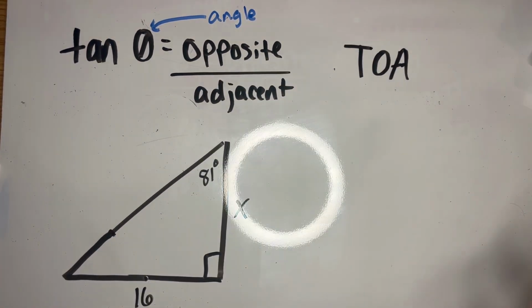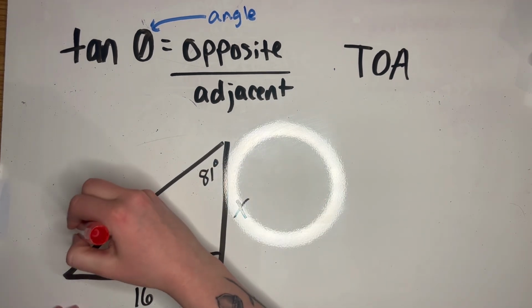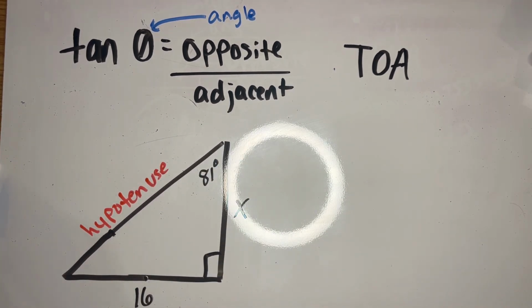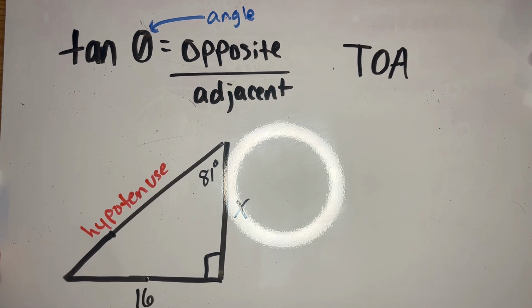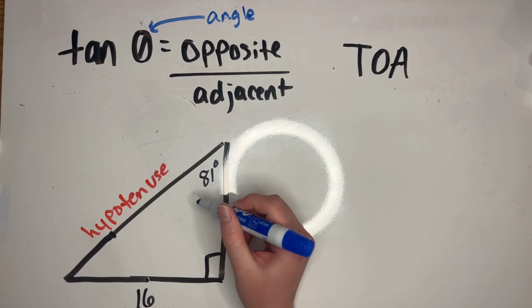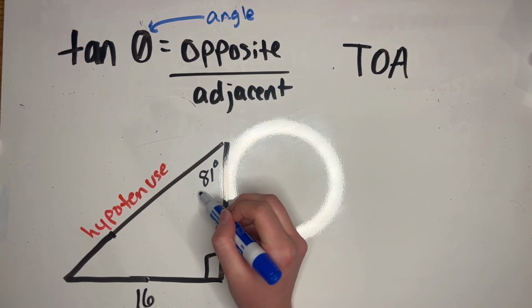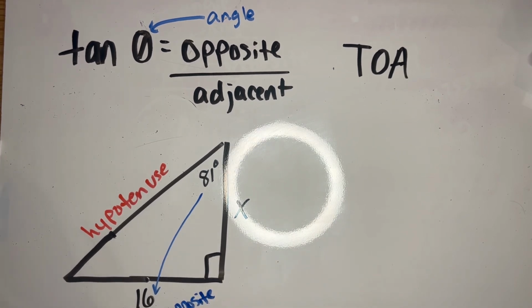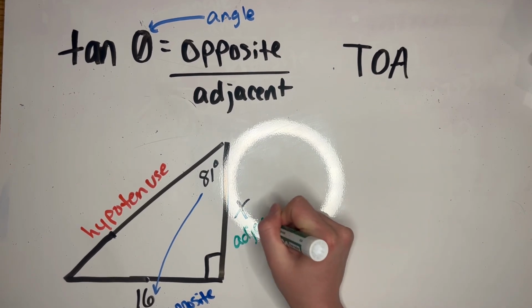Okay, for our third problem, we have another triangle in a different orientation. It doesn't change the process, it's still the same thing. So I'm going to start by labeling the sides. This is our hypotenuse again, across from the 90. Now I need my opposite side. 81 is the angle that we're basing it off of because it's an unknown angle. So that means that this is our opposite. And then our final one is our adjacent side.